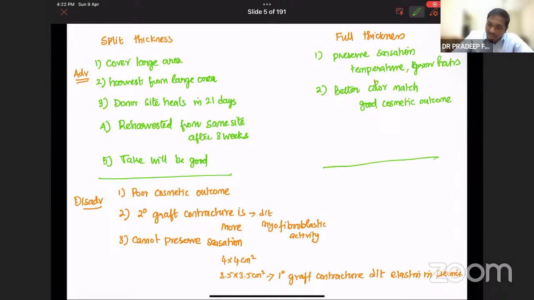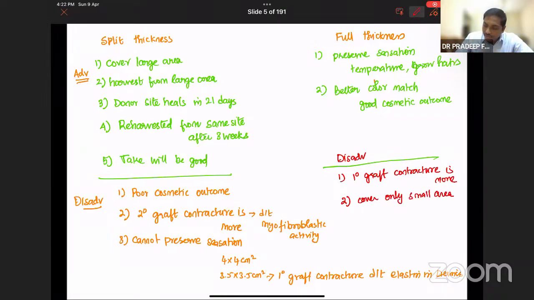The disadvantages are, number 1, primary graft contraction is more. As I discussed earlier, it is due to the elastin content, and it can cover only a small area, and the donor area has to be closed.